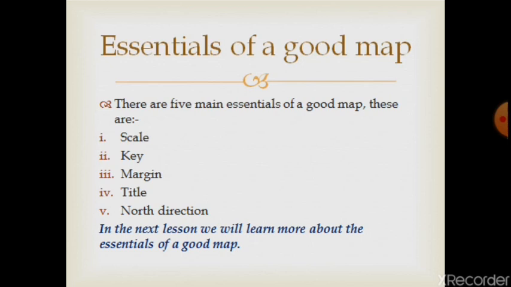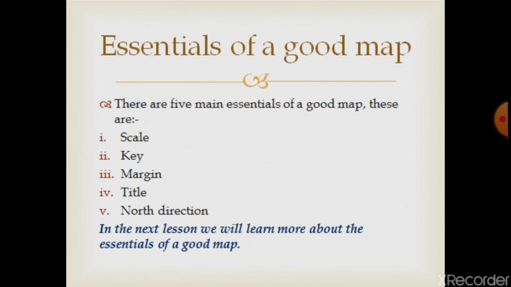Number 3, we have margin. We have margin, or sometimes it is called the frame. But number 4, the 4th essential is title, or sometimes it is called the heading. And the last essential of a good map is north direction. Sometimes also it is known as compass direction.